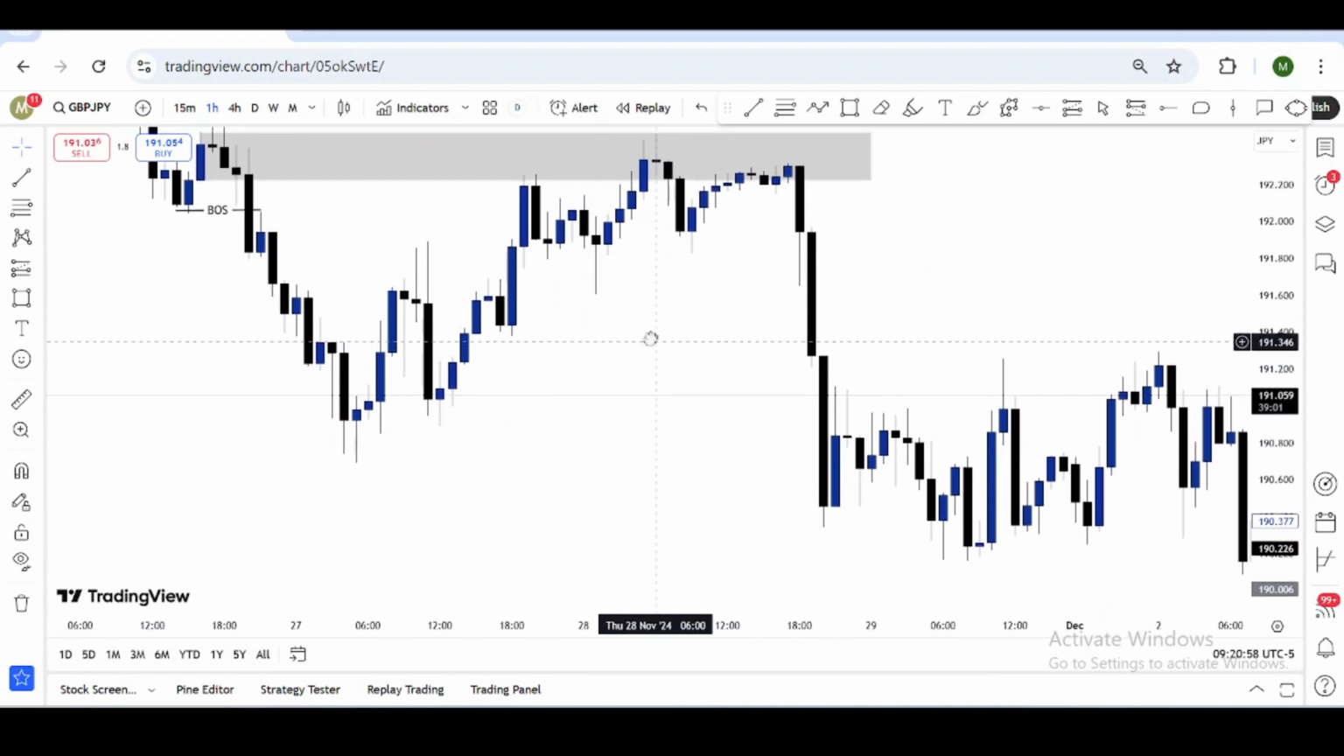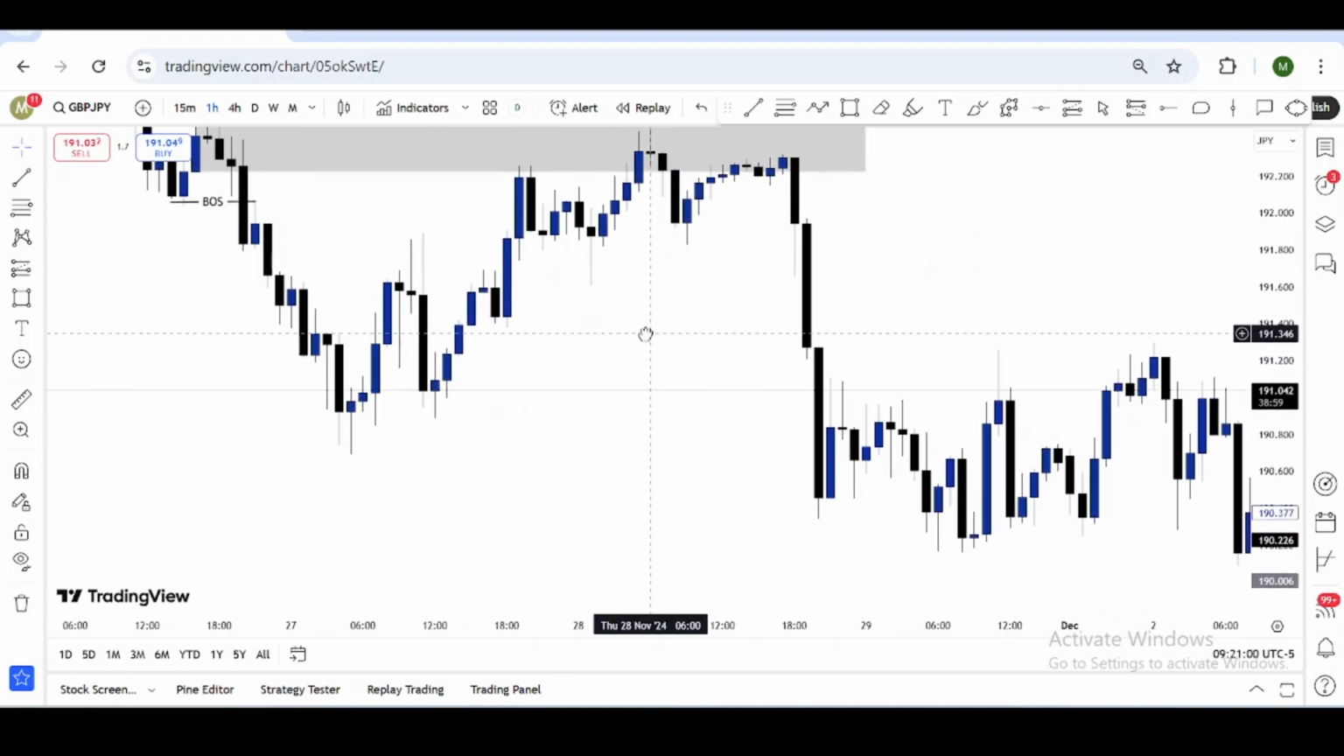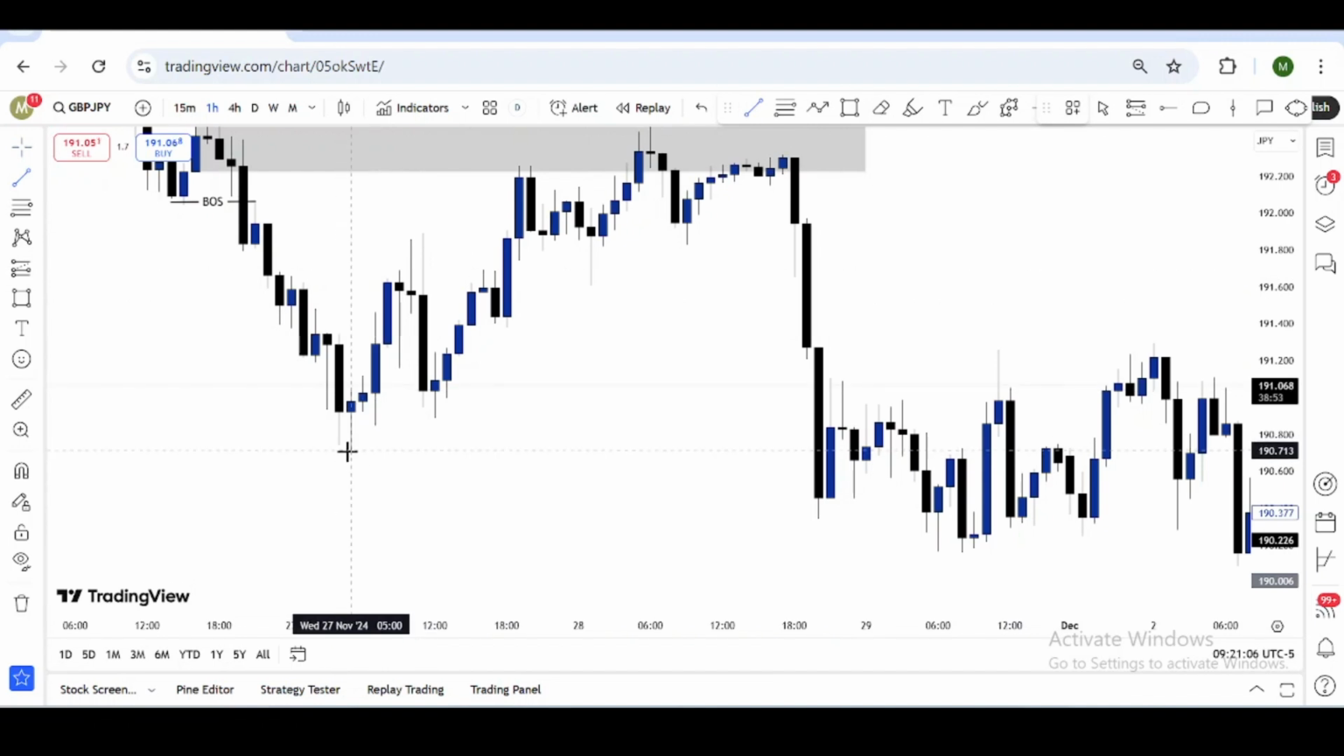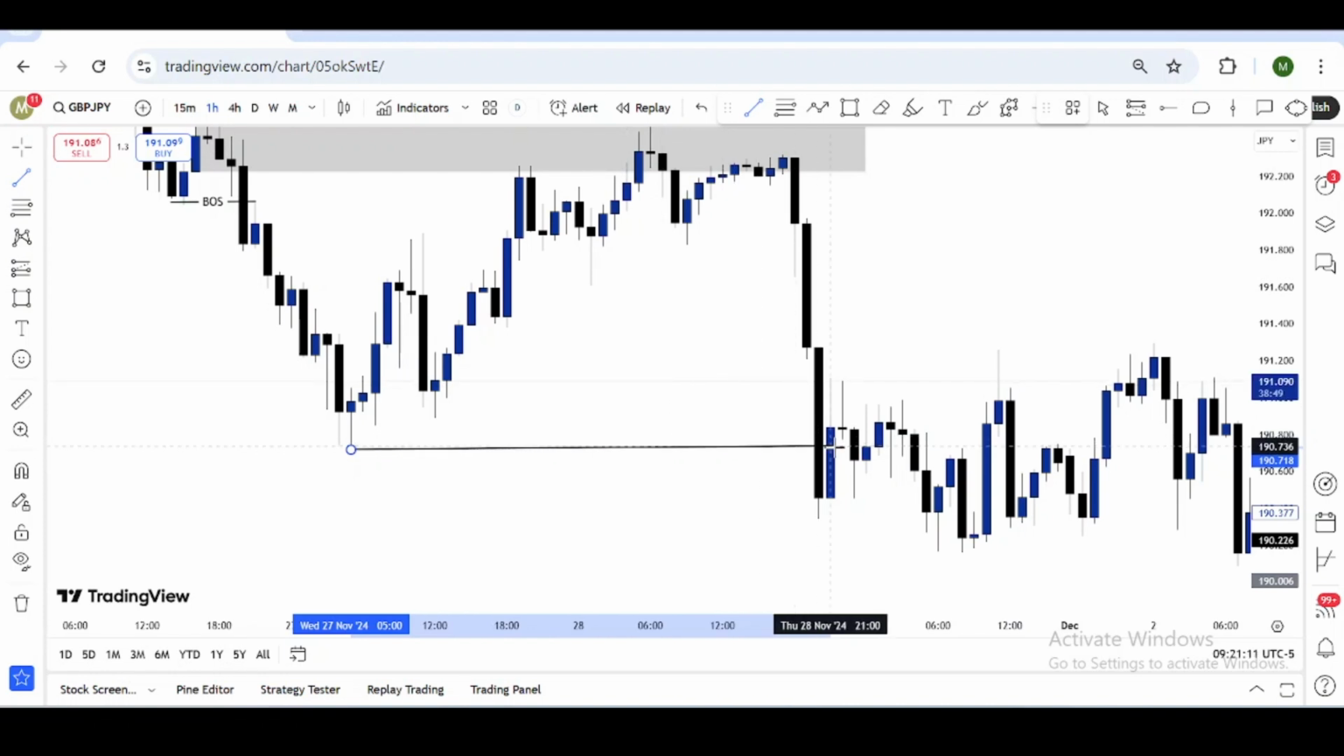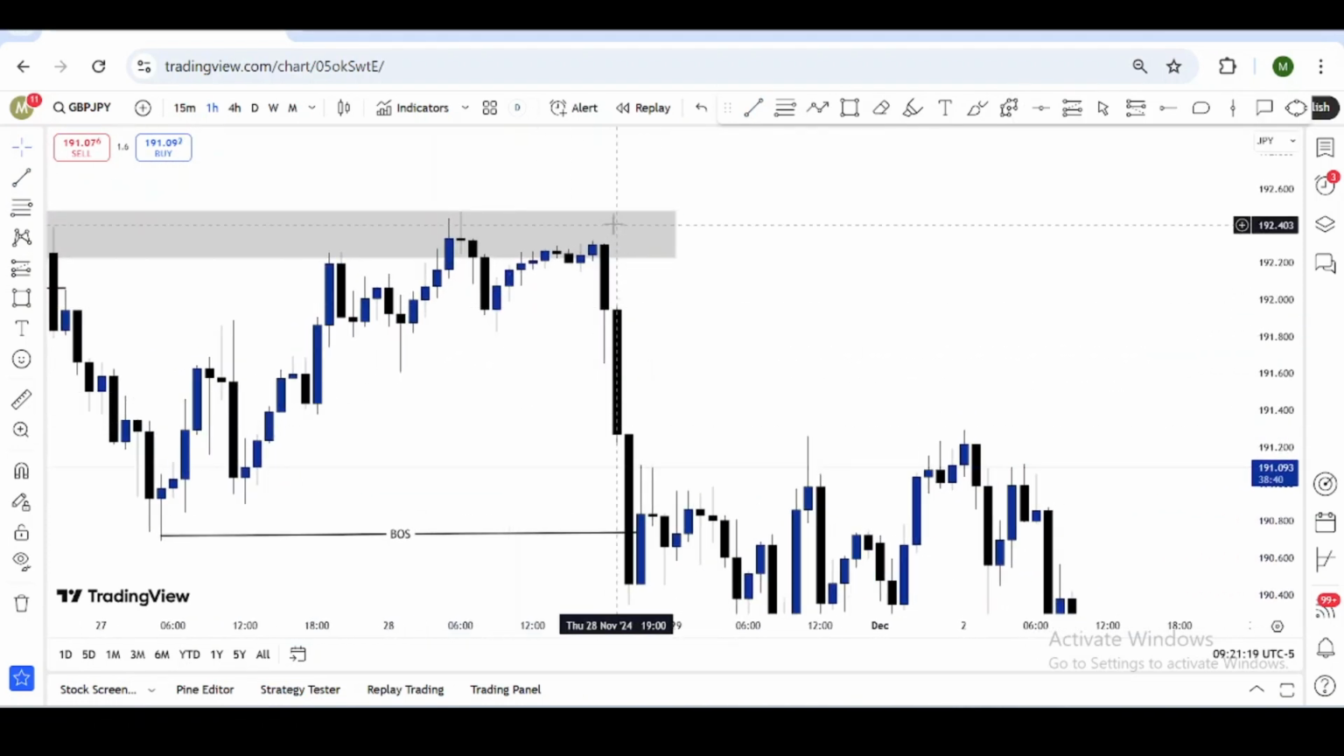Okay, so now we are going to map out another order block. The first thing we should look out for is what? A break of structure. Here we have a break of structure here. We have a break of structure here. And where is the origin of this break of structure? This one here. This is the origin of this break of structure.